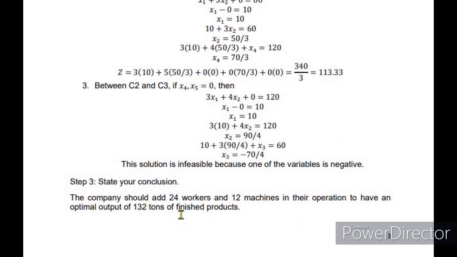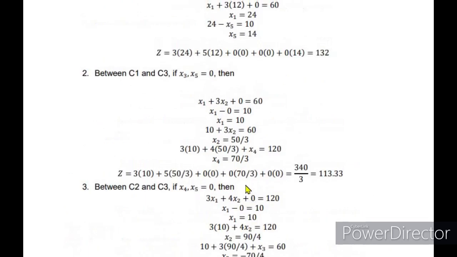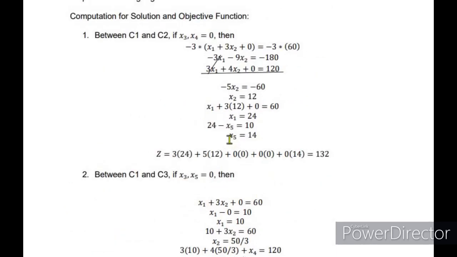So the company should add 24 workers and 12 machines in their operation to have an optimal output of 132 tons of finished products. So you will not add this x sub 5 equals 14 to your conclusion because the slack variables do not affect the value of optimal z.